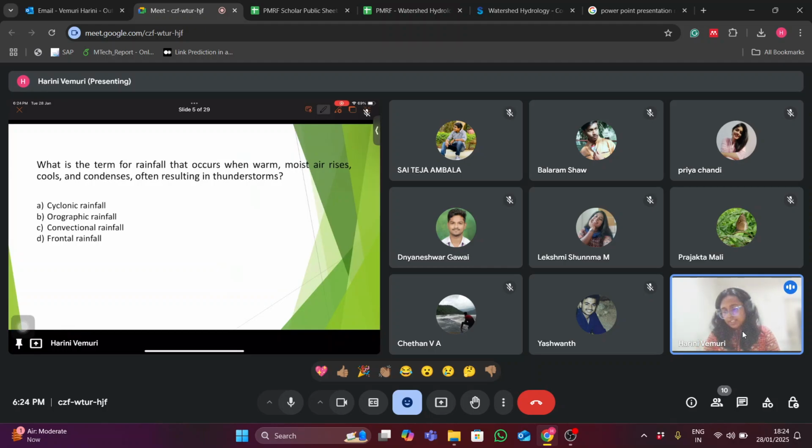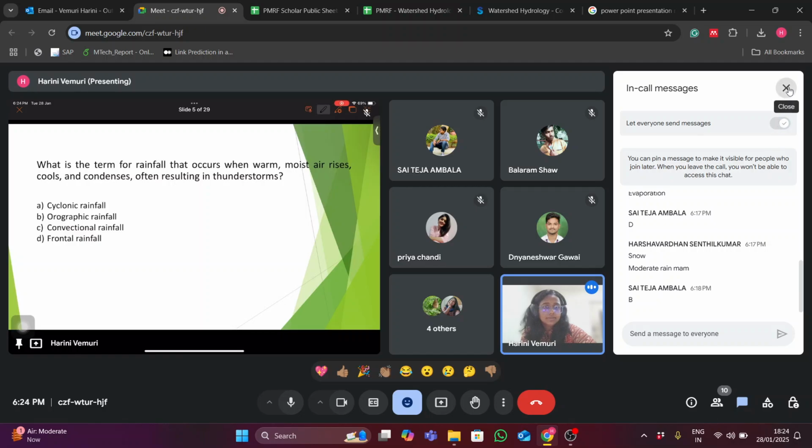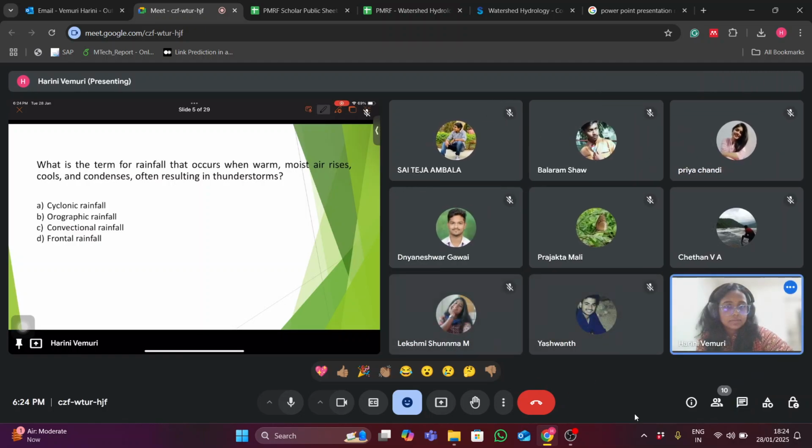So, the question is, what is the term for rainfall that occurs when warm, moist air mass rises, cools, and condenses, often resulting in thunderstorms? So, first option is cyclonic rainfall, second option, orographic rainfall, third option is convective rainfall, and fourth option is frontal rainfall. Any answers? So, the answer is convective rainfall.